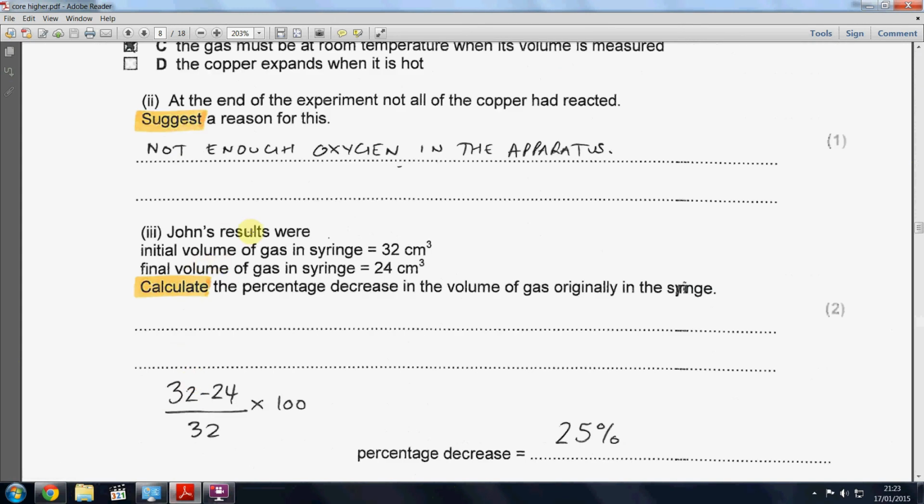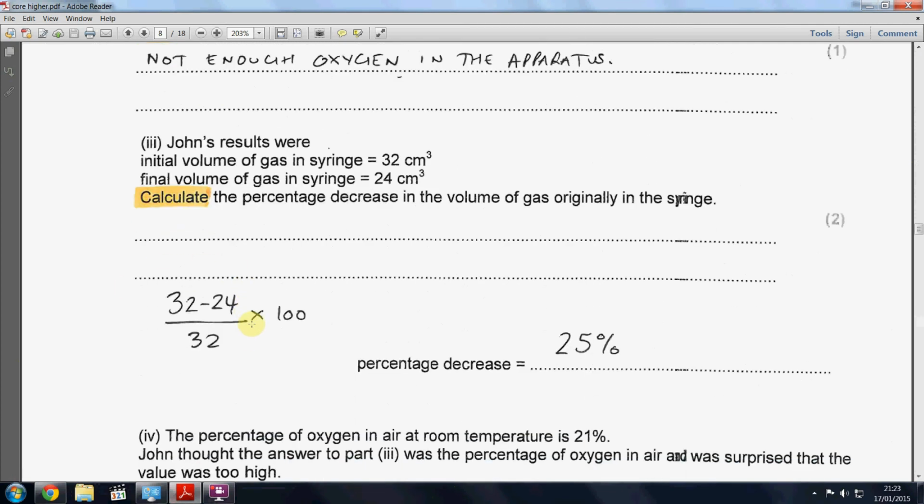Okay, it then goes on to say John's results were initial volume of gas 32 centimeters cubed, final volume of the gas 24 centimeters cubed. Calculate the percentage decrease in the volume of gas originally in the syringe. So the keyword, the command word here is to calculate. So let's have a look how we do that then.